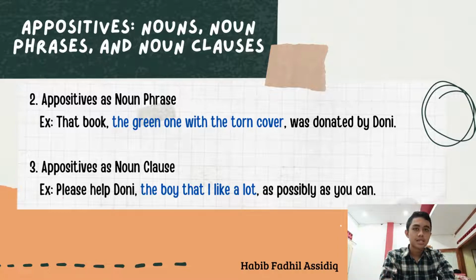A noun phrase is a group of words that is longer than a noun but doesn't contain a subject and verb. So, we use the words the green one with the torn cover, and then there is no subject and verb in it.